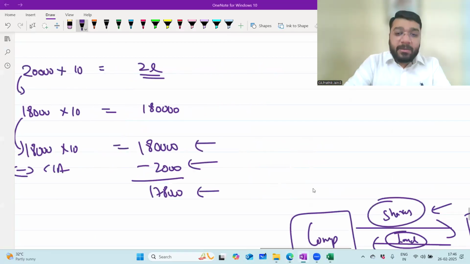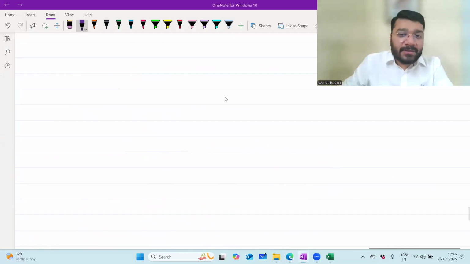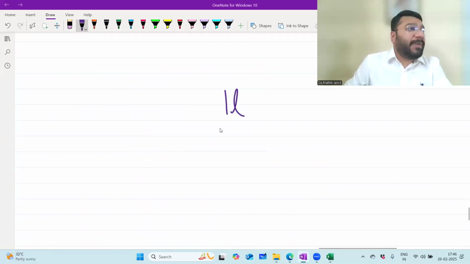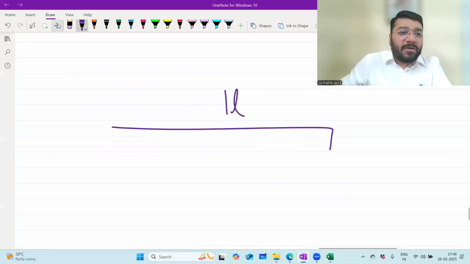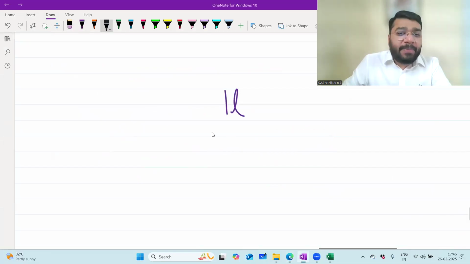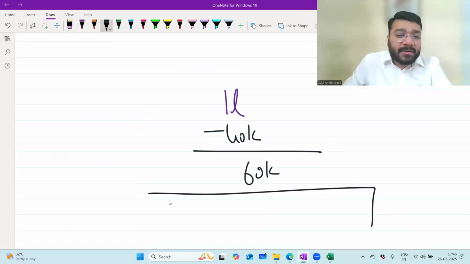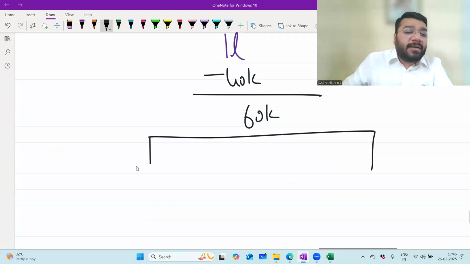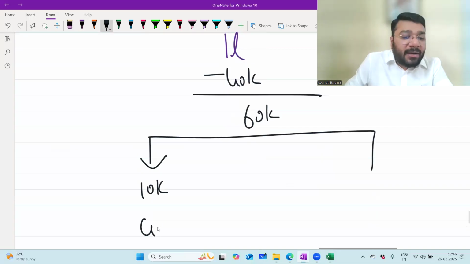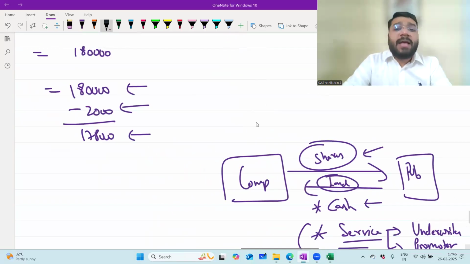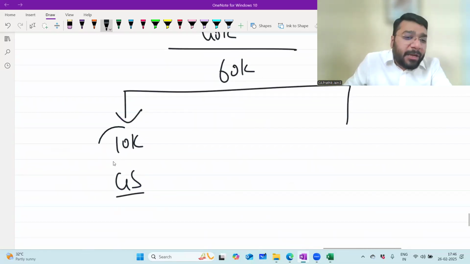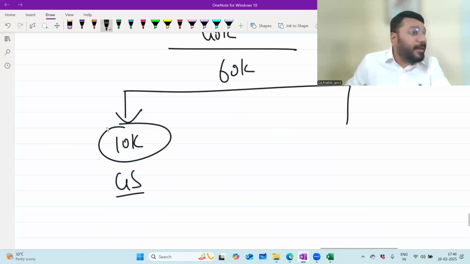So let me put it on the whiteboard for more clarification. Let's say there's a person who's earning 1 lakh rupees. In that, 40,000 rupees is his monthly expenditure. What is he left with? 60,000 rupees. Now here he is putting 10,000 rupees in the general savings account. Means I can use this 10,000 for any purpose which I feel like at that moment.